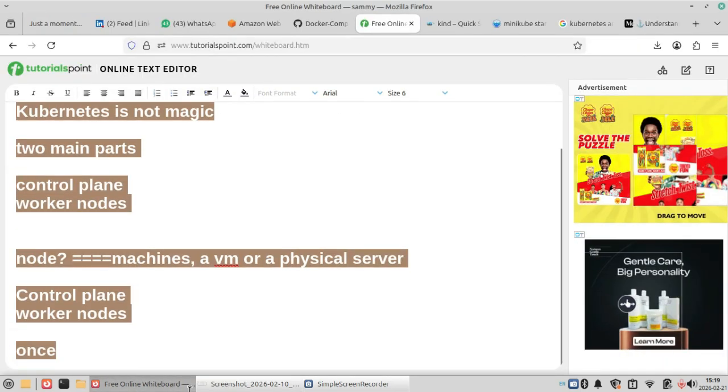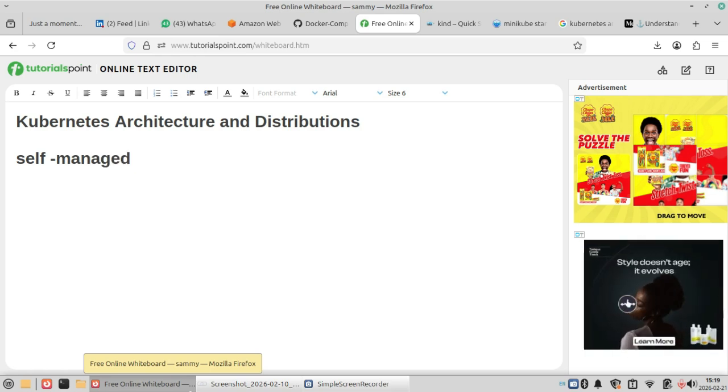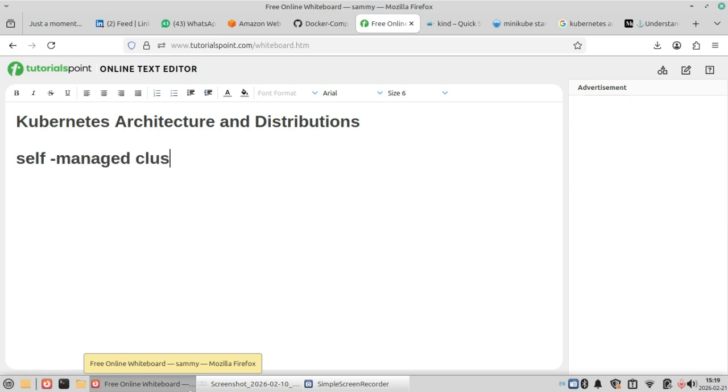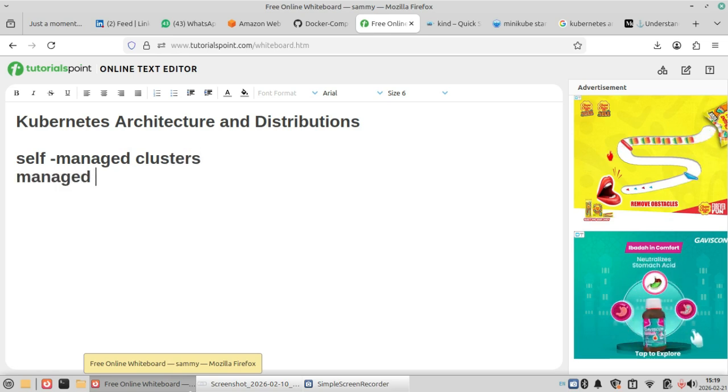So now that we have seen the Kubernetes architecture in detail, let us also see the Kubernetes distributions we have. When it comes to Kubernetes distributions, there are two main approaches. We have the self-managed distributions, or simply the self-managed clusters, and the managed clusters.